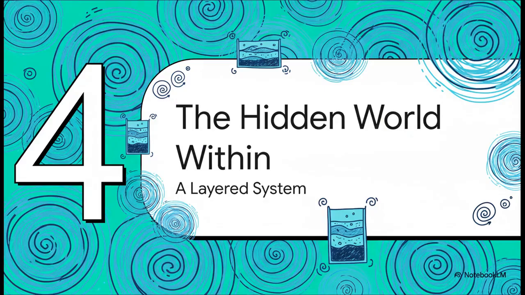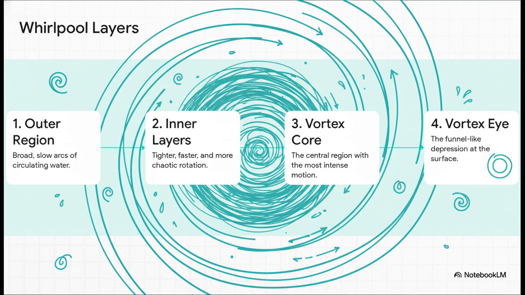All right, now let's get into the really cool stuff, the hidden world within the whirlpool. Because the flow of water in there is anything but simple. It's actually a super complex layered system. Think of it in layers. On the very outside, you have these broad, slow-moving arcs of water. Then as you move in, the layers get tighter and start spinning way faster in a helical pattern. At the very center is the vortex core, which is just pure, intense, chaotic motion. And that little calm spot you sometimes see right in the middle, that's the vortex eye. Total calm in the center of the storm.